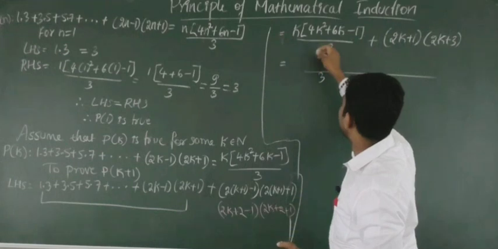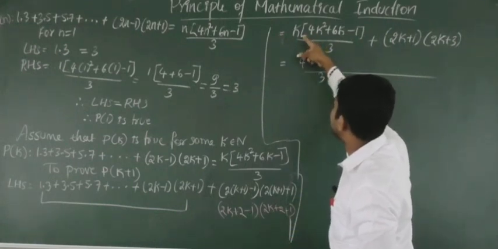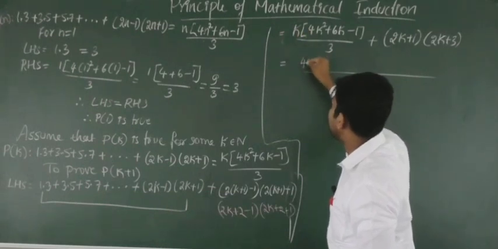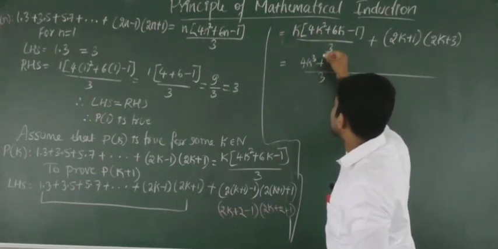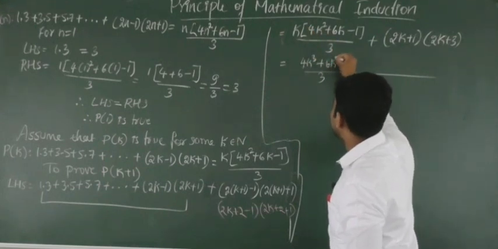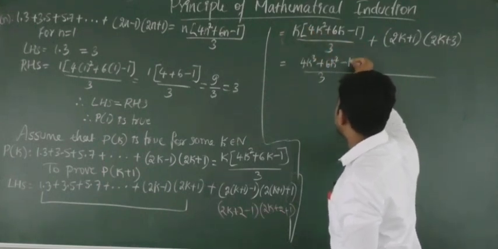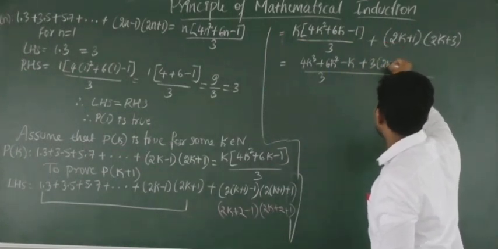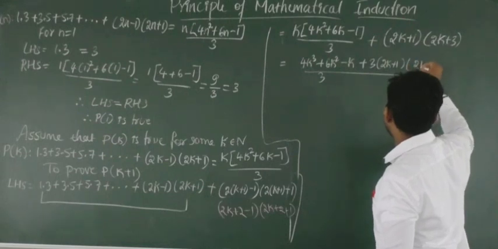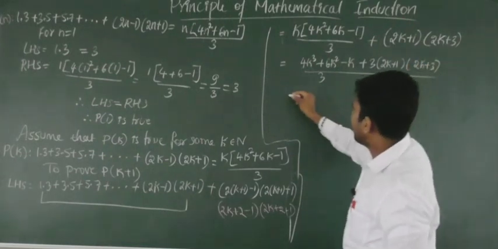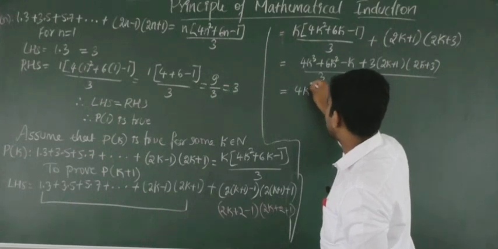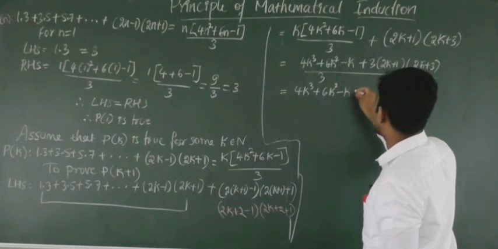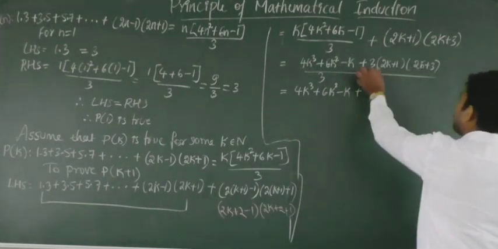Now we can write the numerator by multiplying. All the terms you have to multiply with k, we'll get 4k cube plus 6k into k, that is 6k square, minus 1 into k, minus k, plus here we have to multiply 3 to each term, that is 2k plus 1 into 2k plus 3. Okay, and then we can write this as 4k cube plus 6k square as it is, minus k as it is. Now multiply 3 to each term.